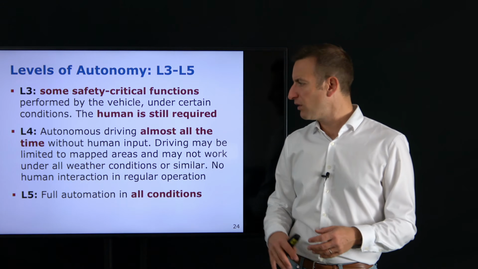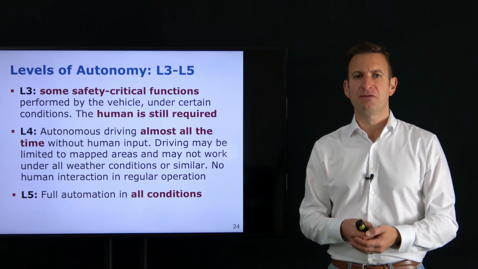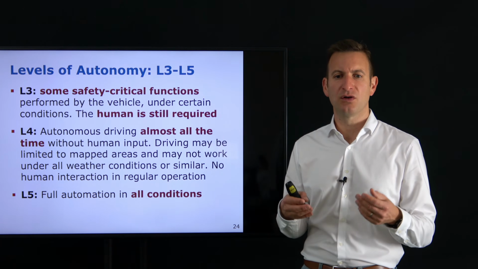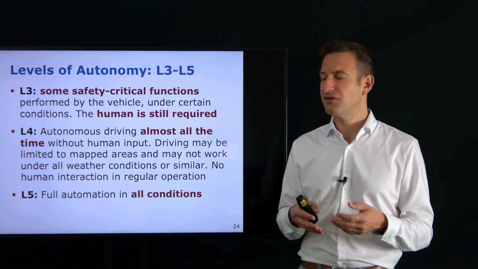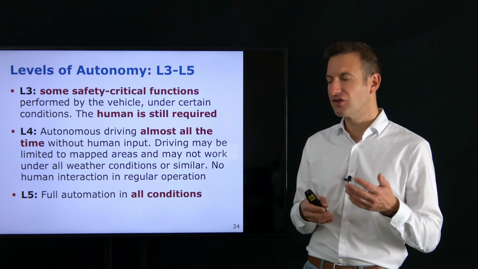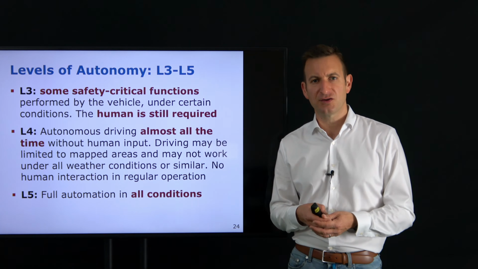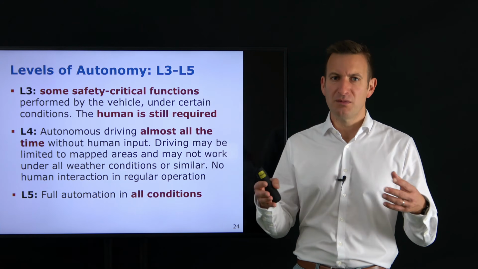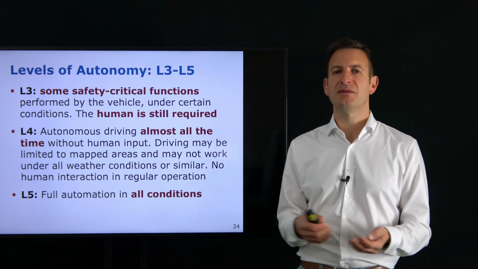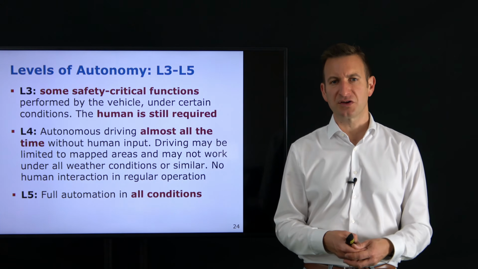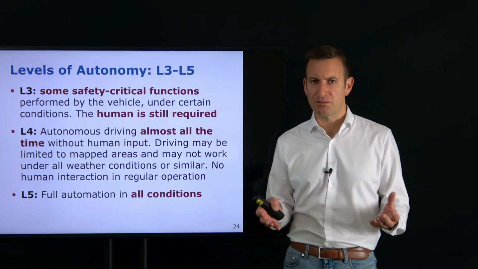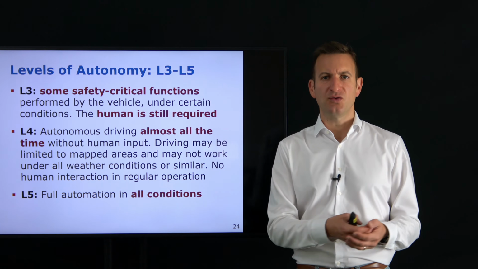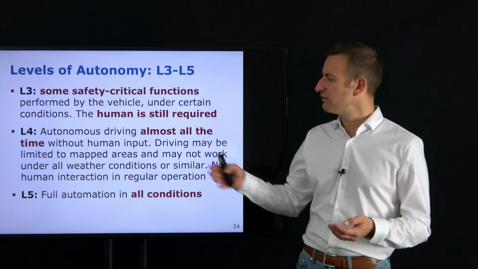Therefore, level 4 is currently the next step for most of the companies out there, where we have autonomous behavior in almost all situations, but not in all situations. So you may restrict the autonomous driving behavior to certain weather conditions. If there's pouring rain or a snowstorm, you may say autonomous driving is currently not available, or you're restricted to certain parts of a mapped area, to highways or to certain parts of a city. That would be level 4 autonomy.